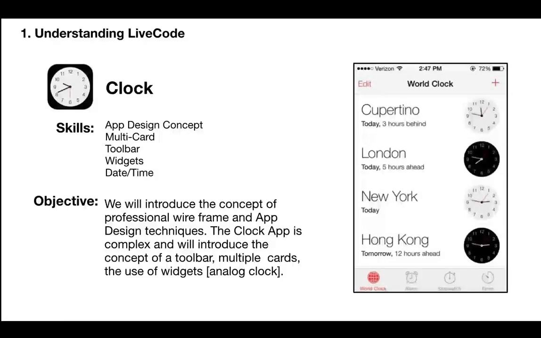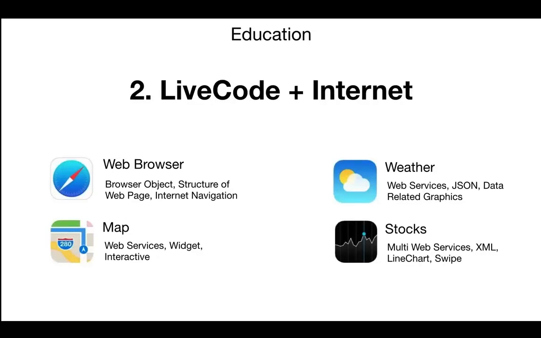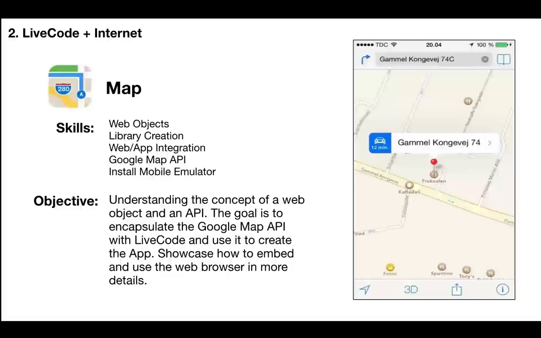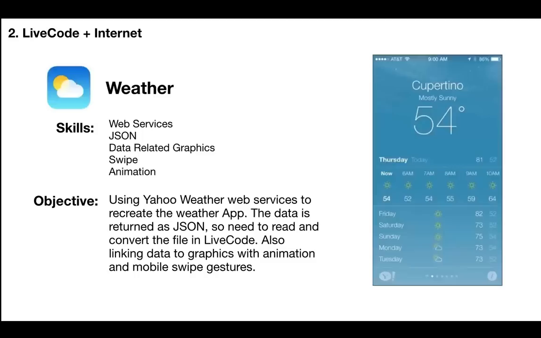We'll then go on to show you how to build the clock application, which gives you a little bit more experience with using graphics. And then we'll drill into using LiveCode and the internet. We'll give you an introduction to using the HTML browser object to display web content within your app. And then we'll show you how to use the Maps and Google Map API within your app.